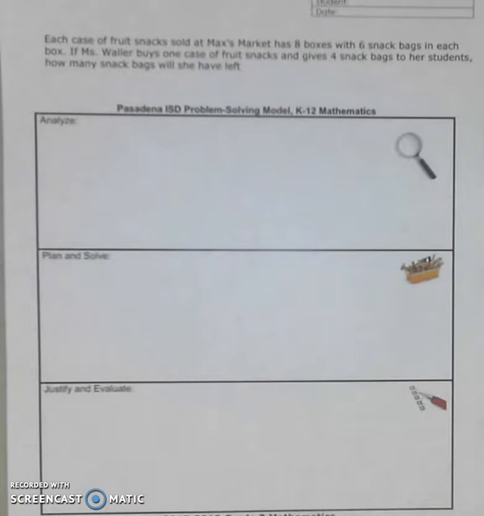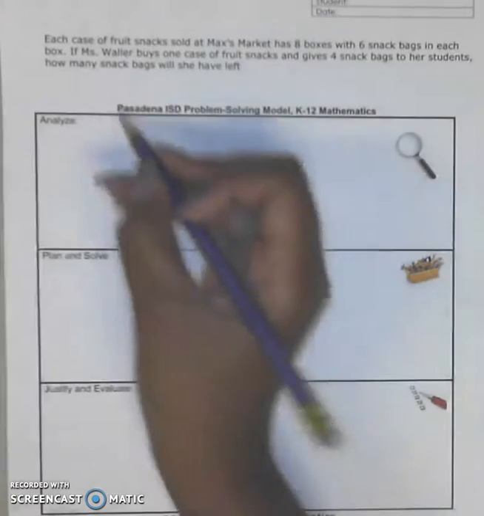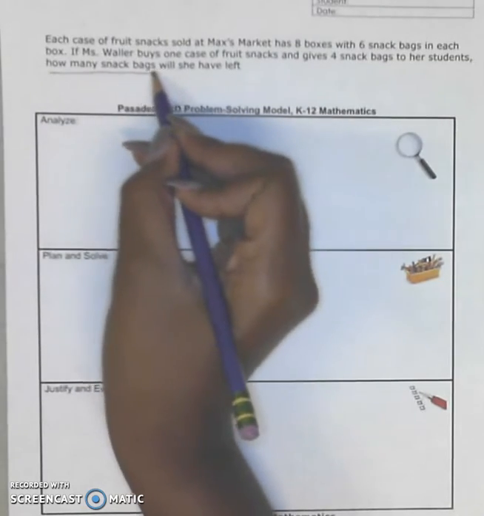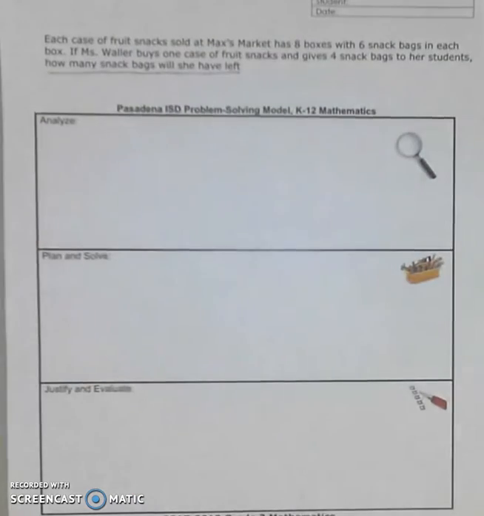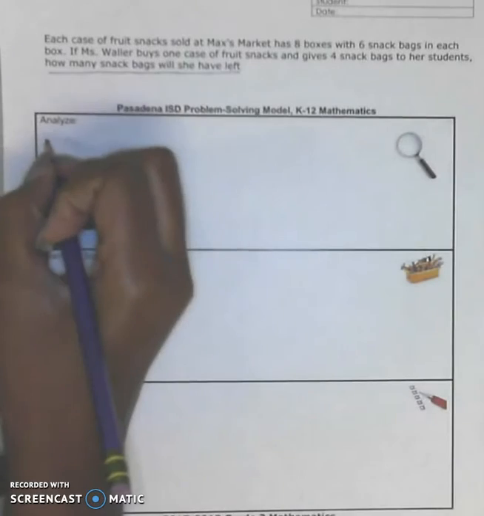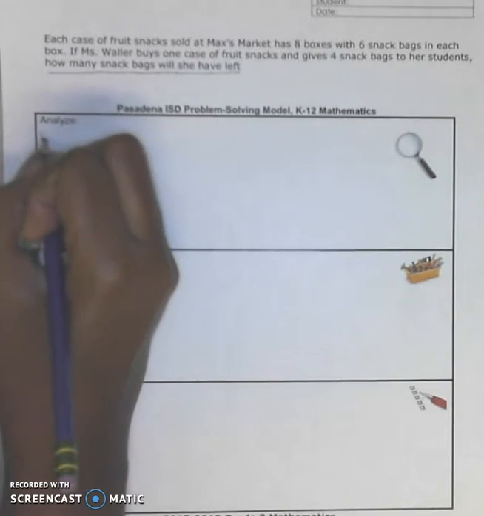The first thing that the child will go through is the analyzing step. When we analyze, the first thing we need to find out is what the problem is asking me to find or determine. The question in this problem is how many snack bags will she have left? The student will then write that question down in the analyze box.